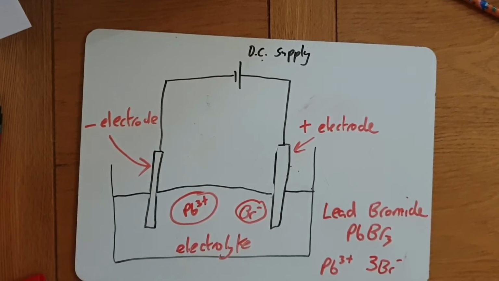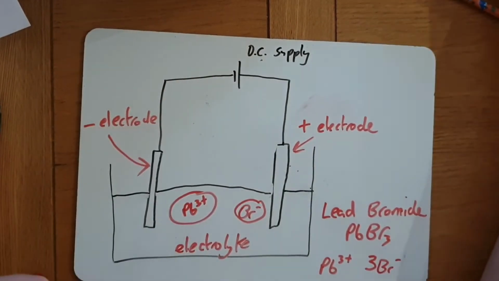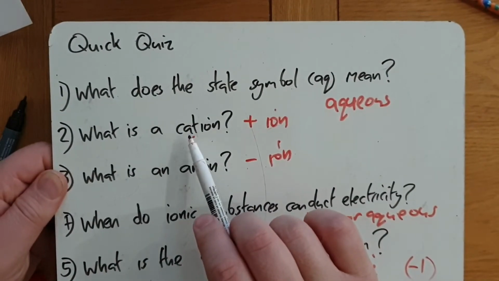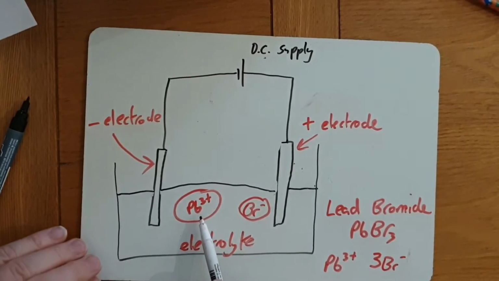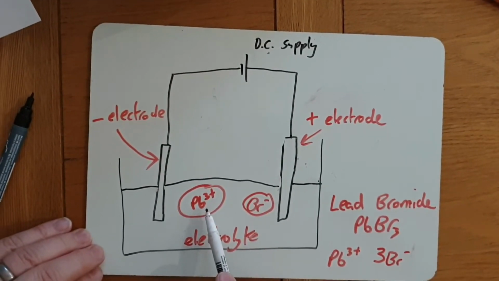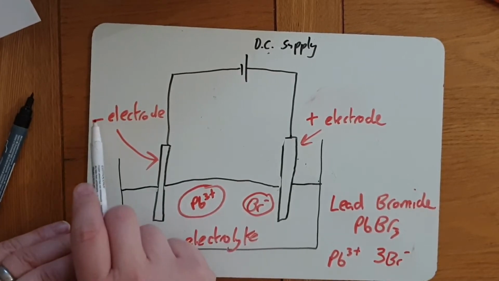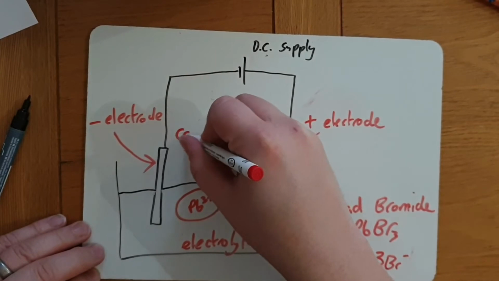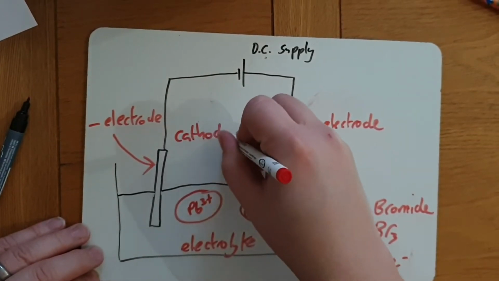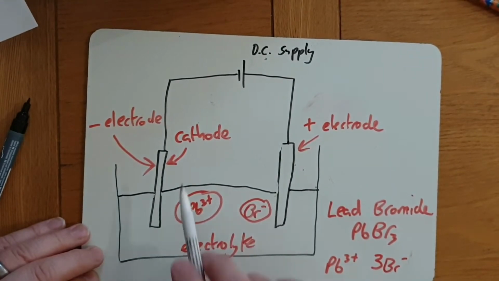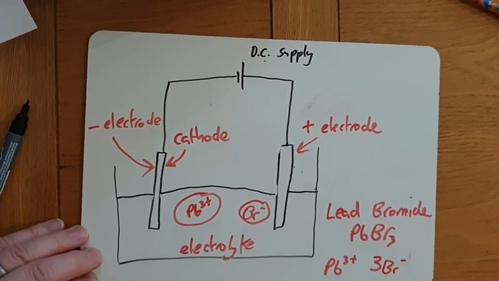And if you remember back to the quick quiz, what is a cation? A cation is a positive ion. So that is a cation because it's a positive ion. And cations get attracted, it's positive, it goes to the negative electrode. So this electrode has a name, it is called the cathode. So positive cations go to the negative cathode.